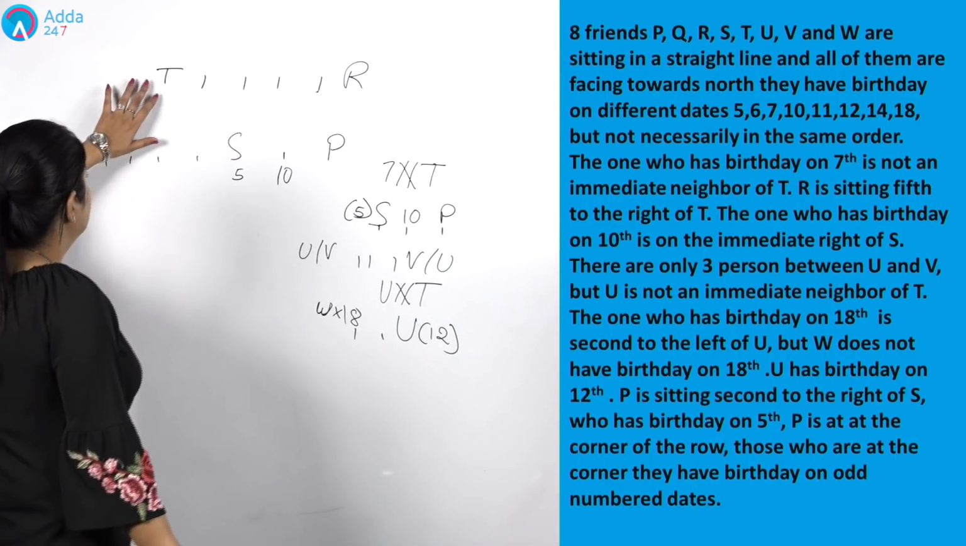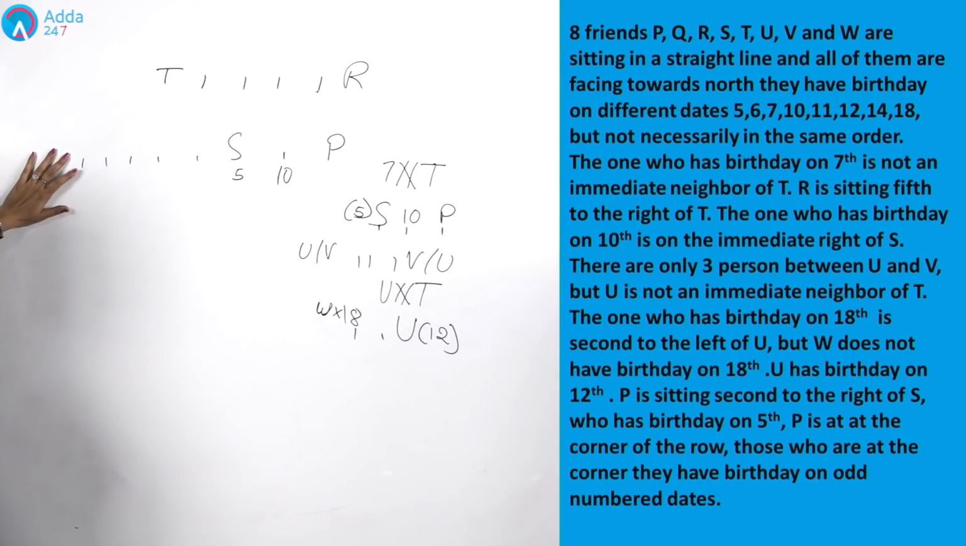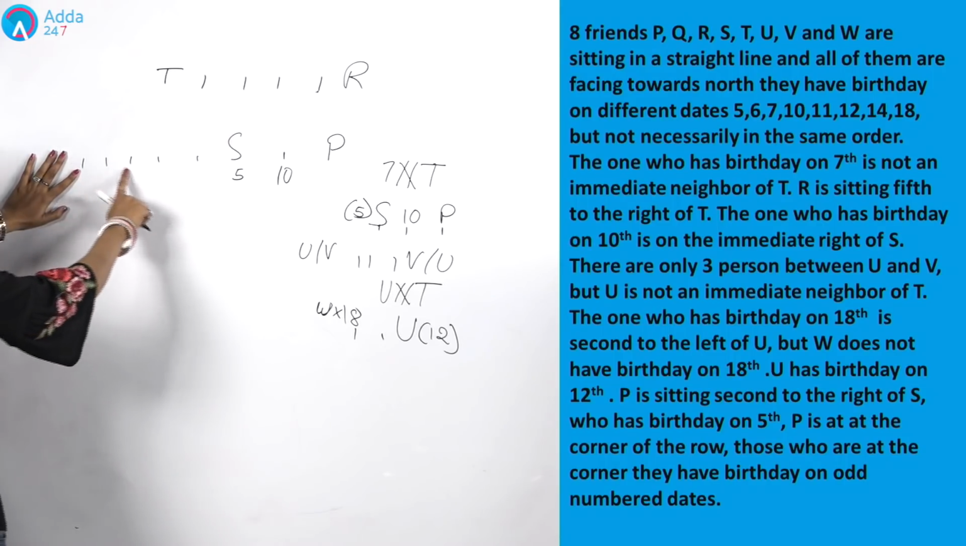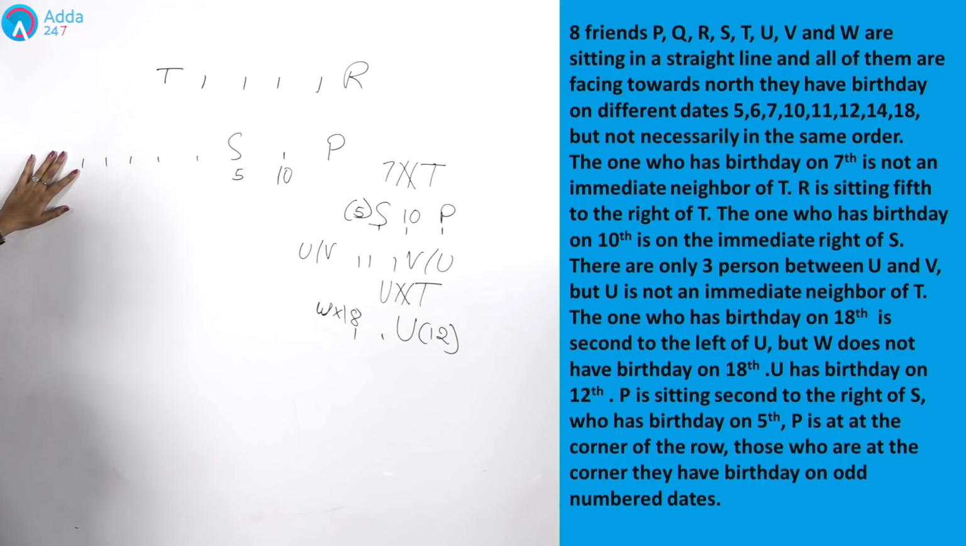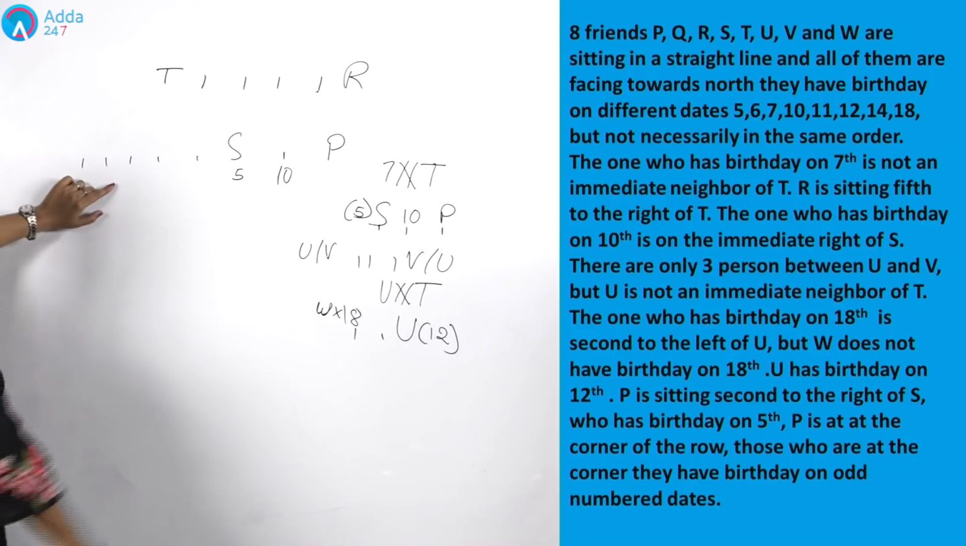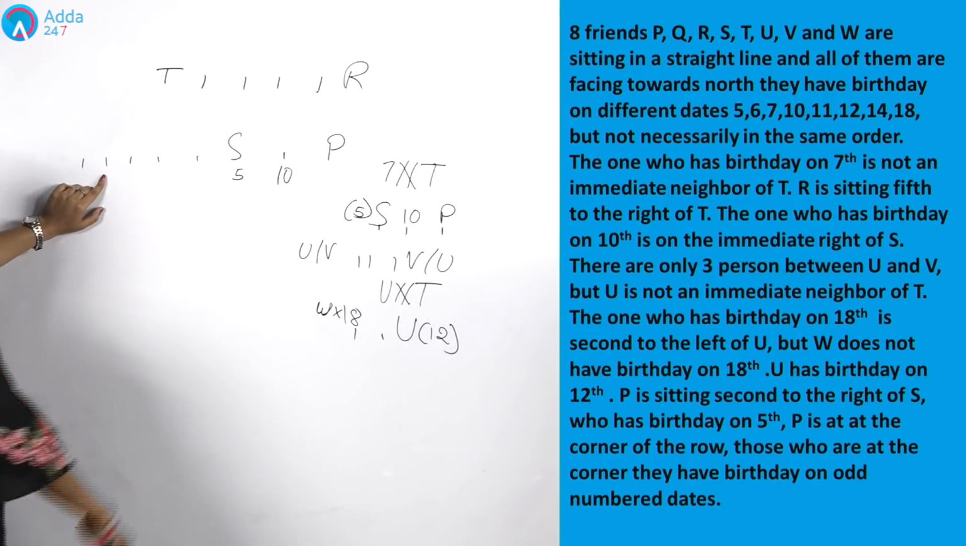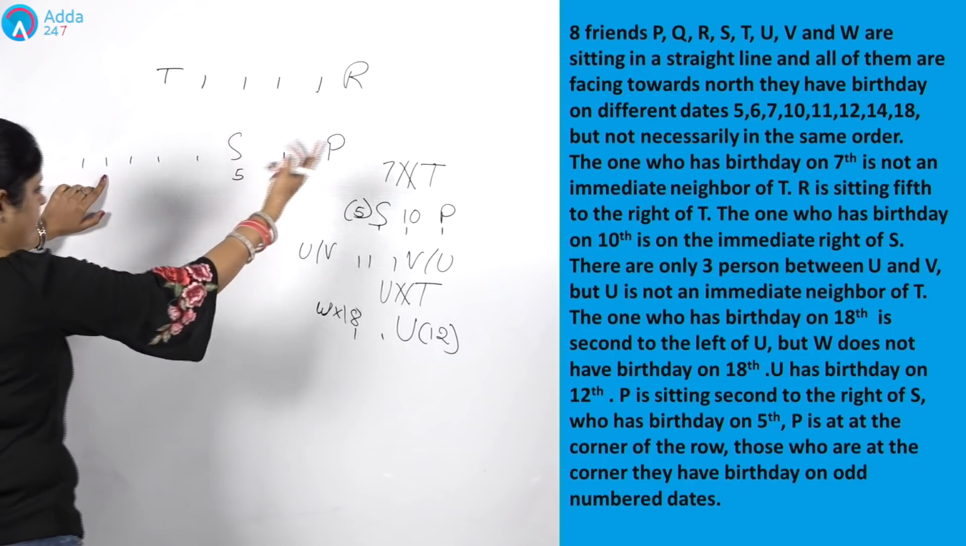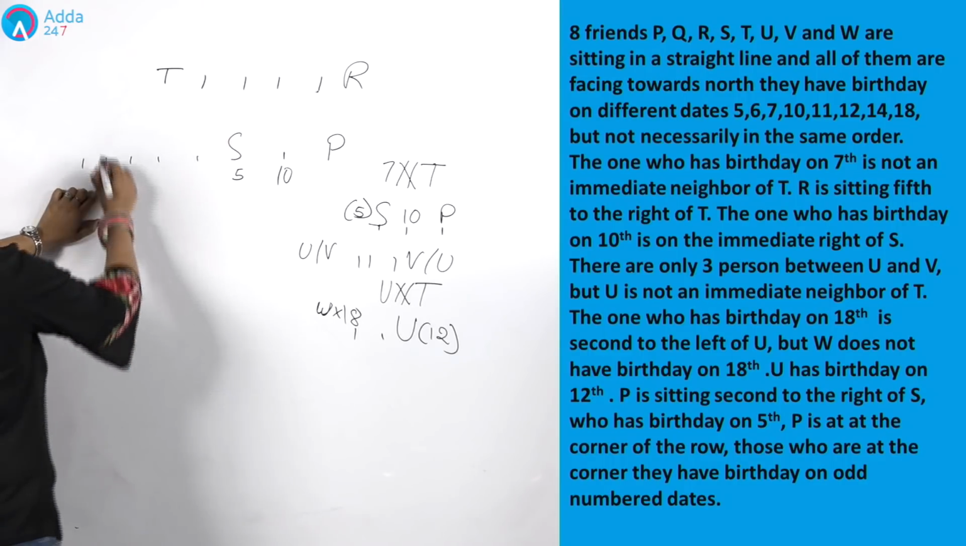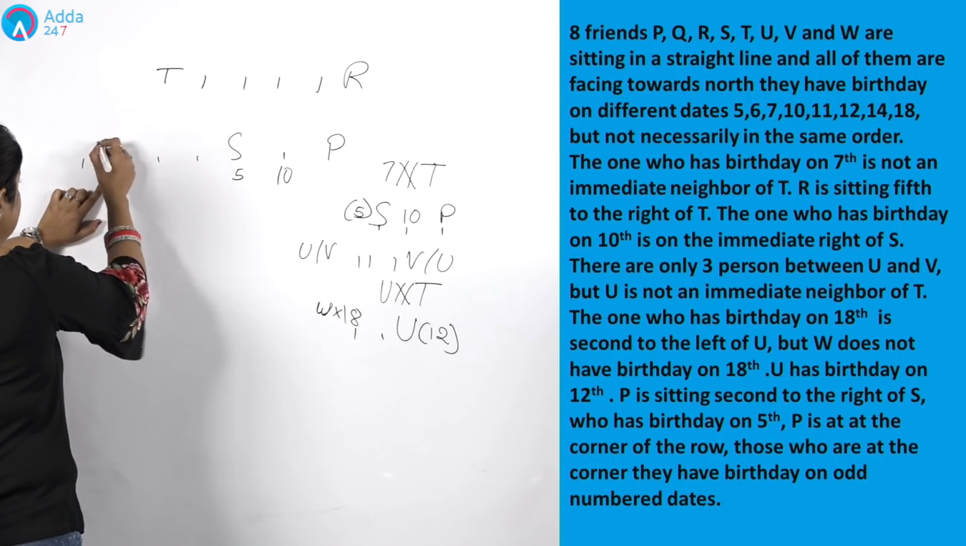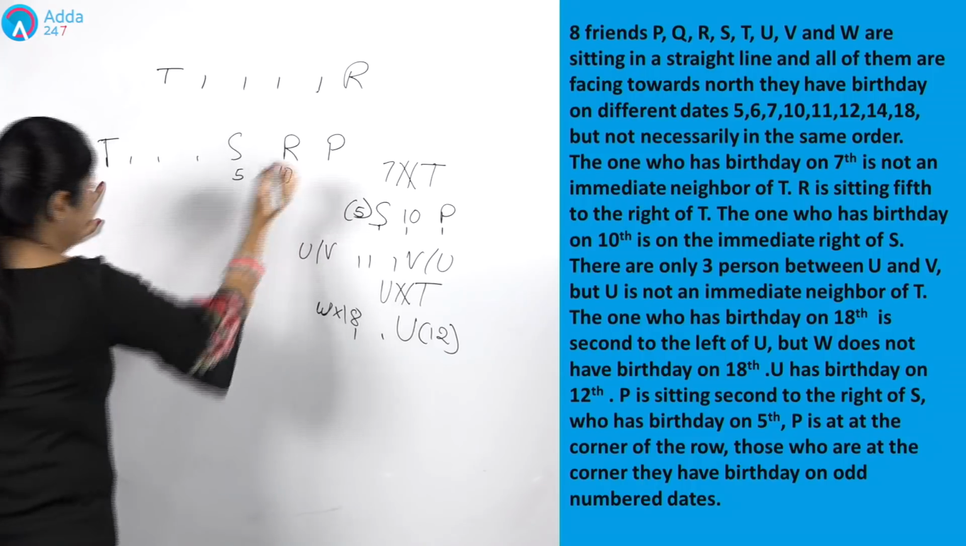So if I am considering T here, then first, second, third, fourth, fifth, this one would come as R. Wrong case, I can't write R there. If I am considering T here, first, second, third, fourth, R, only this arrangement is left. I can't consider anything else. So obviously this has to be T and this has to be R.